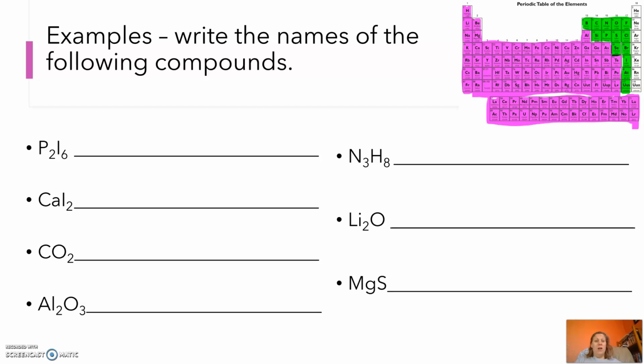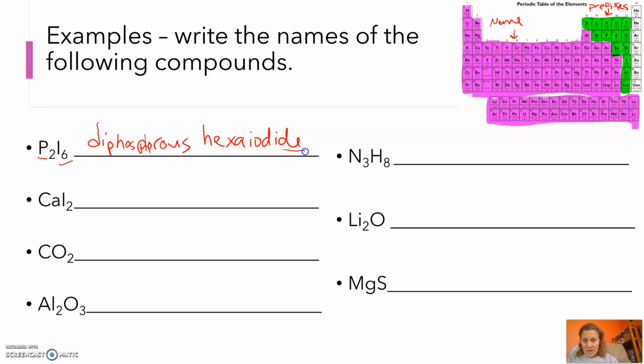Okay, so now you still do the same thing, but you write the names. So ready with the names. The green gets prefixes. If the first element is in the green, you use prefixes. If the first element's pink, you just name them. Yeah? So phosphorus is in the green, so it needs prefixes. So 2. Diphosphorus. 6. Hexaiodide. Second ends in "ide."